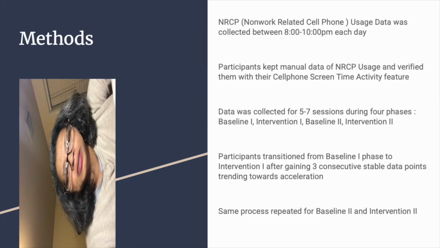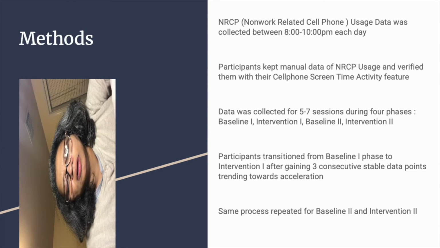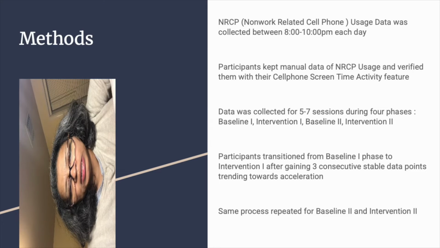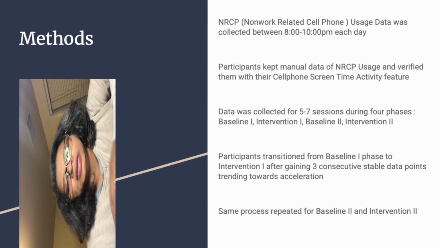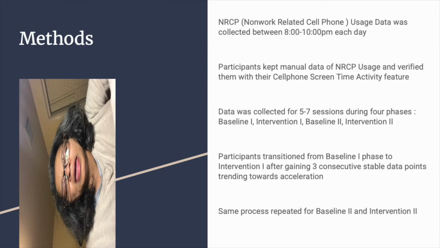Secondly, each participant kept a manual record of NRCP usage and verified that with their cell phone screen activity feature, so that way they could also take the IOA data. Each individual took their own IOA, interobserver agreement data, which was done by putting the data in a manual form and then verifying it with their cell phone.